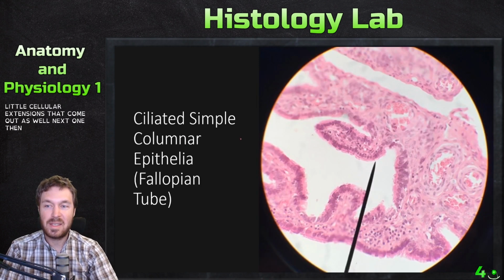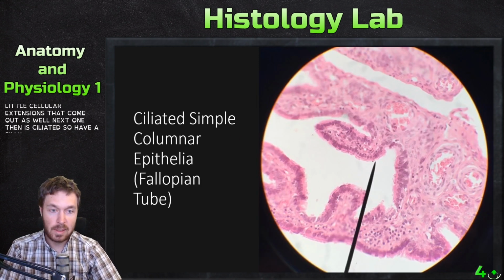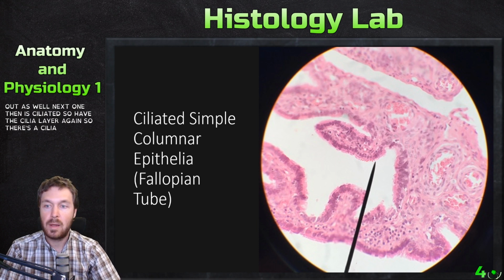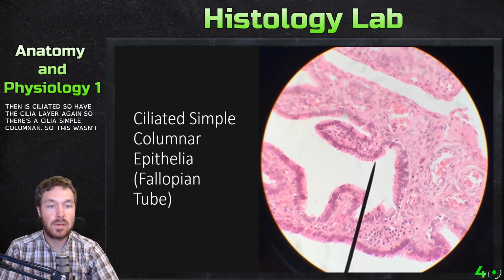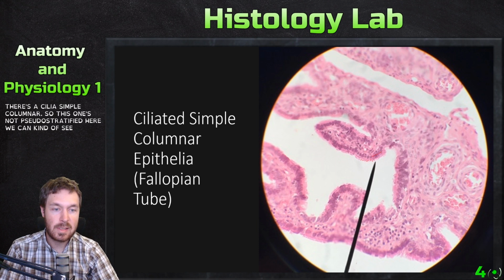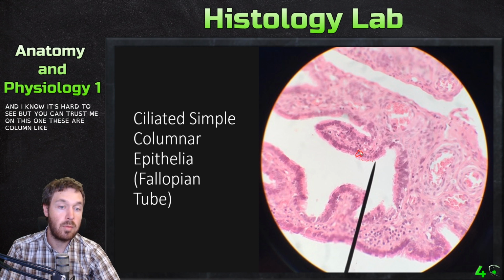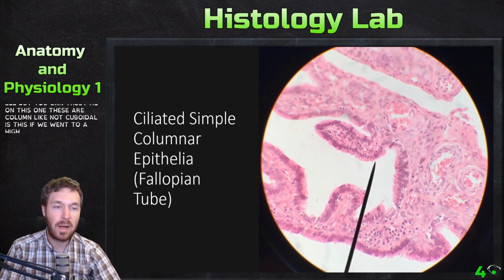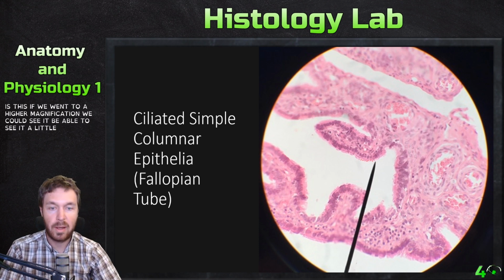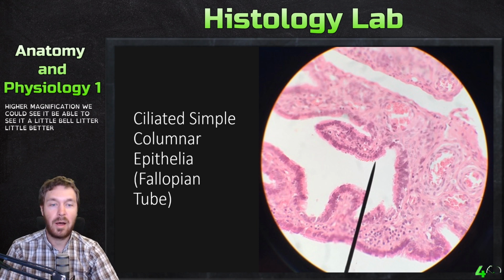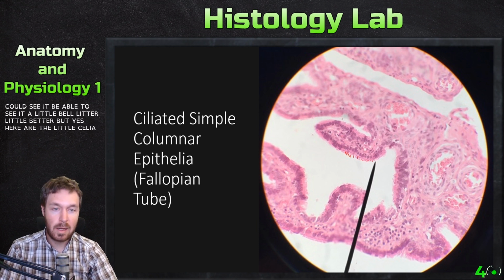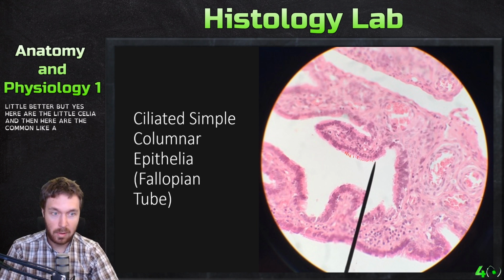Next one then is ciliated, so we have the cilia layer again. So there's the cilia. Simple columnar. So this one's not pseudostratified. Here we can kind of see these cells lined up in a row. And I know it's hard to see, but trust me on this one. These are column-like, not cuboidal. If we went to a higher magnification, we would be able to see it a little better. But yes, here are the little cilia, and then here are the column-like epithelial cells.